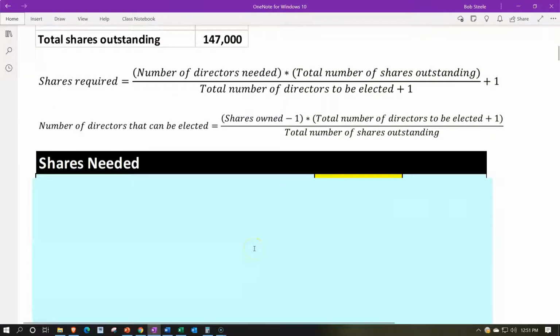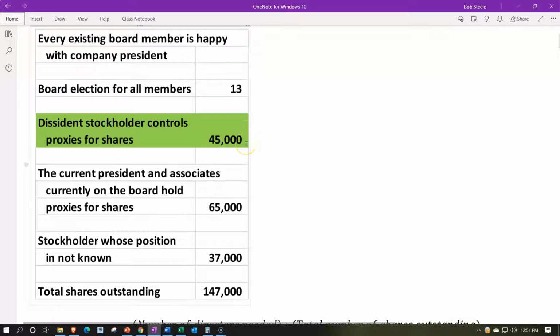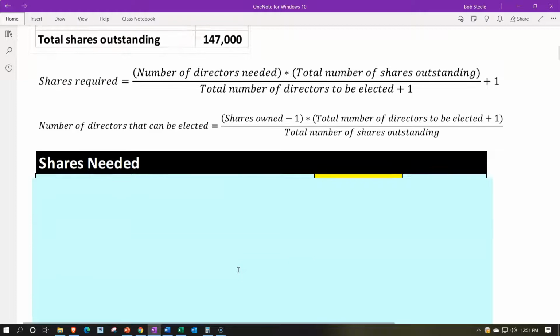I'll do this a little bit quicker because we have seen this type of problem in the past. So we're going to look at it first from the standpoint of this green area, the dissidents. Where would they be? Worst case scenario, how many people could they pick up on the board, given that everybody else is going to be against them? So we're assuming this 37,000 works against them as well, even though it's an unknown. That's where we will start.